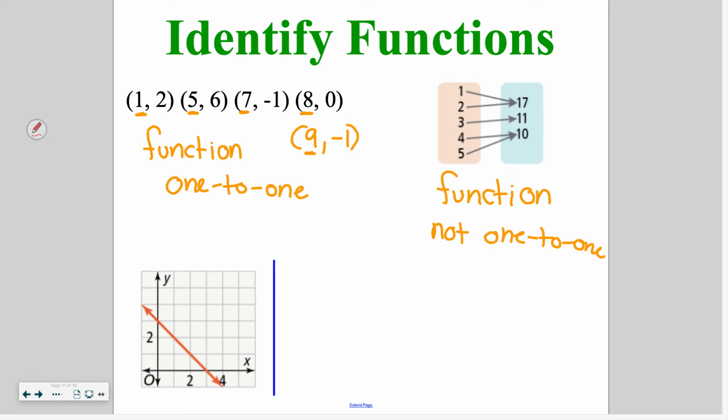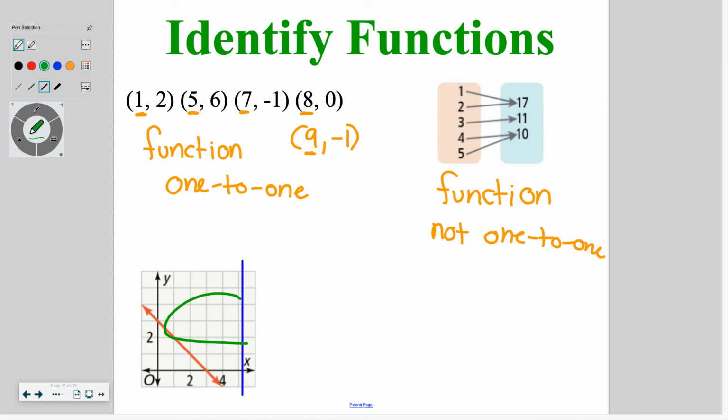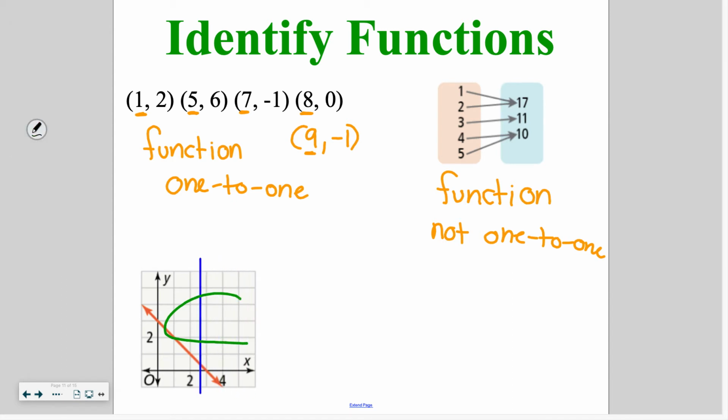If I were to draw in a second graph, for example, if I put this green one right here, and I did the vertical line test again, the green one would not pass because right now it's hitting at 2 points. So if you draw a vertical line and it hits it twice, it does not pass the vertical line test. But if we go back to our original function, this red line, it is a function because it passes the vertical line test.